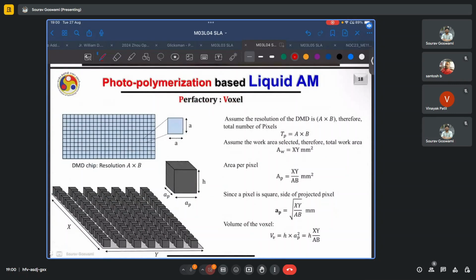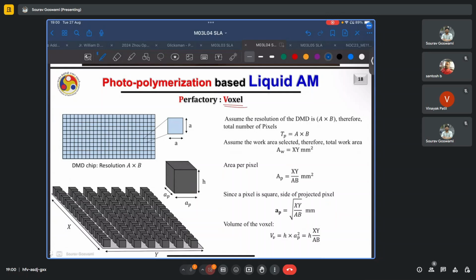Similar to how we discretize any 2D surface into pixels, and typically these pixels have an aspect ratio of 1, that is, they are square, and the length is equal to the width. Similarly, if we are to discretize a 3D volume, which is needed for our 3D printing process, we extend this concept to 3 dimensions and call it a voxel.